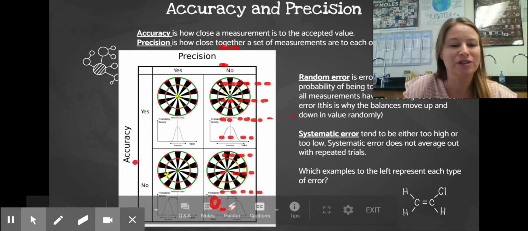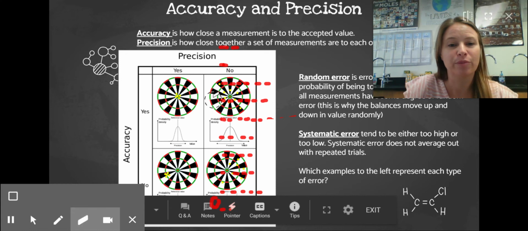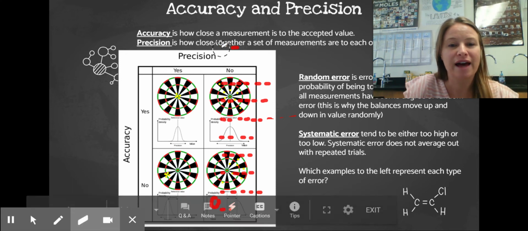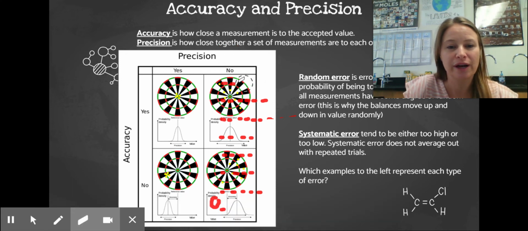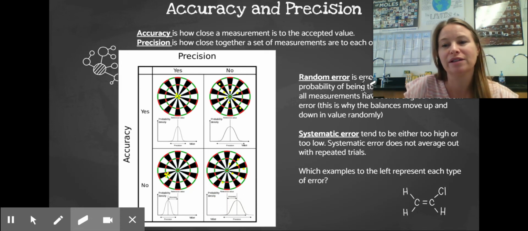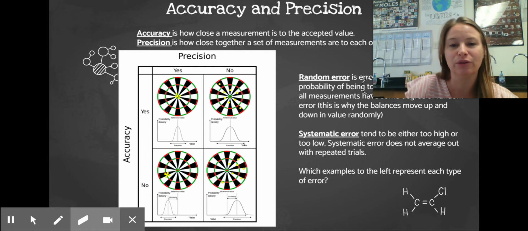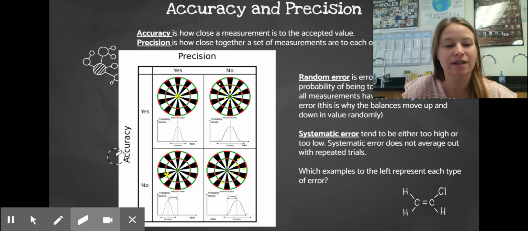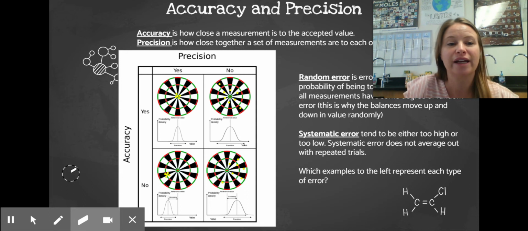Precision is how close together a set of numbers are. If we did that many times, which you know in a lab, we want to do as many trials as possible to get reliable data. So if we were to repeat that lab many, many times, and we have numbers like 1.7, 1.6, 1.71, 1.8, those are fairly precise.